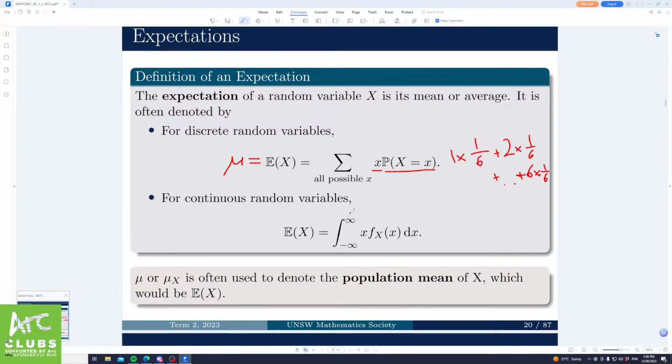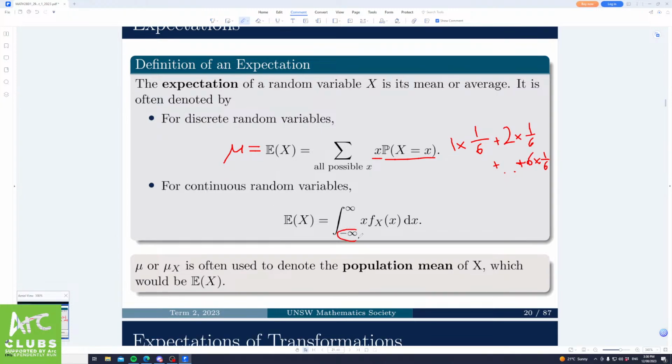For continuous random variables, we're going to be integrating across all possible values. Since we're dealing with real numbers, covering from negative infinity to infinity should cover all the real numbers. And just like in discrete, we did the score times the probability of getting that score, we do something similar. We do the score times the PDF of that score.